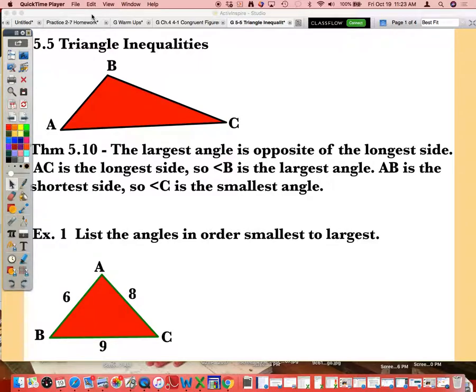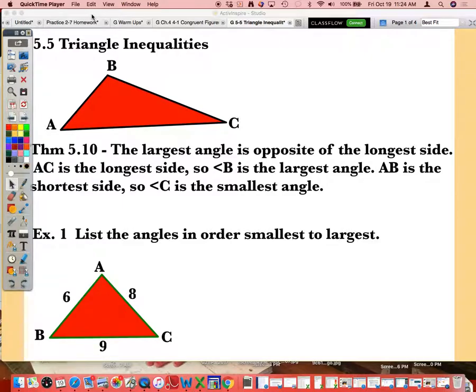Third option, kind of question you're going to see. It'll give you 3 numbers. And it'll say, do these sides make a triangle? How do we do that? You take the 2 small sides, you add them up, and it's got to be greater than your third side.